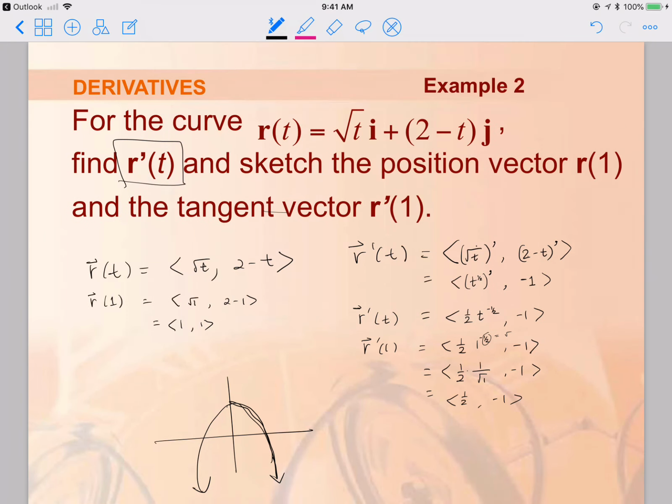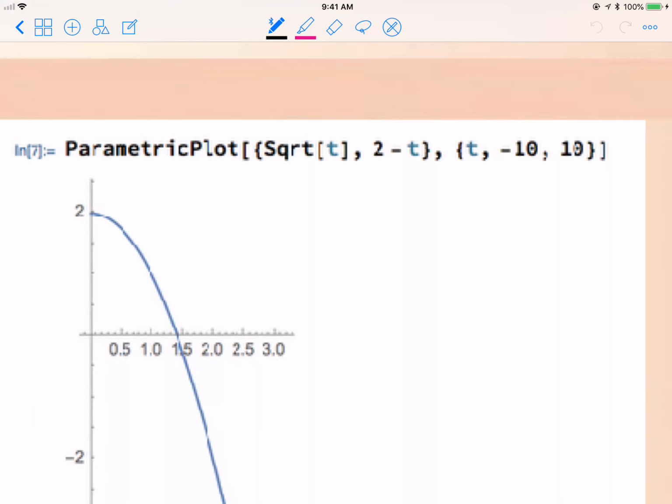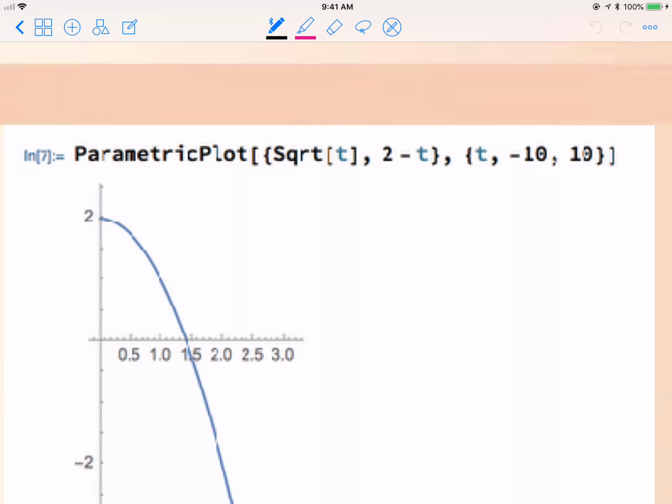Now, what I did was I used Mathematica. I'm doing a parametric plot. And this is a function.